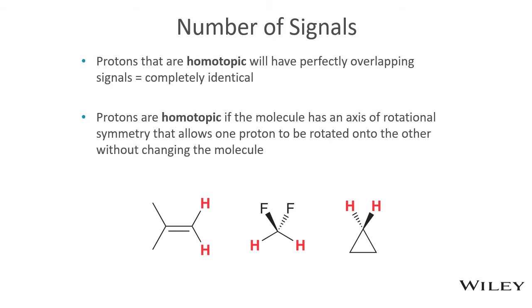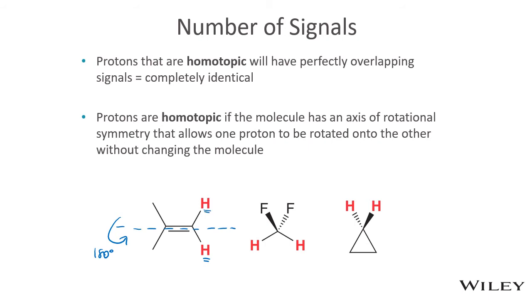Homotopic protons are completely identical, and the way we can tell if protons are homotopic is that we can see if a molecule contains an axis of rotational symmetry that allows one proton to be rotated onto the other without changing the overall molecule. So for example, in our first molecule here, we have an axis of rotation. So if we go ahead and draw this line of symmetry here, if we were to rotate the molecule around this line 180 degrees, this proton would become this one, and there wouldn't be any way of distinguishing one from the other.